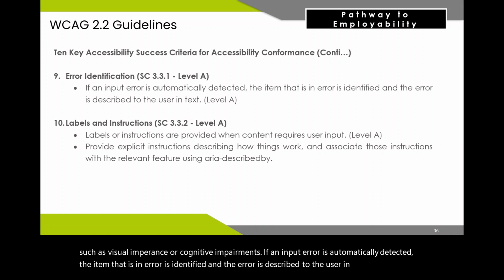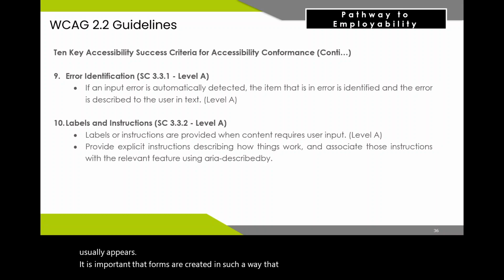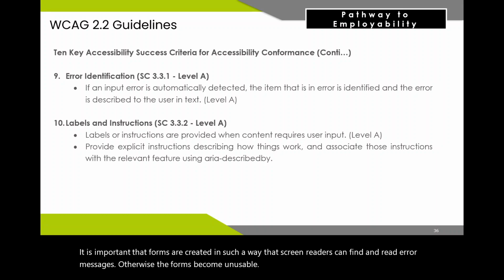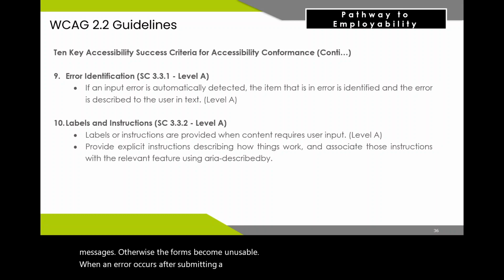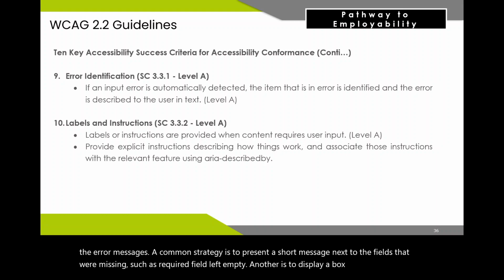Level A criteria. If a user makes an error when filling out a form, a message identifying the error usually appears. It is important that forms are created in such a way that screen readers can find and read error messages, otherwise the forms become unusable. When an error occurs after submitting a form, there are a variety of different ways to present the error messages. A common strategy is to present a short message next to the fields that were missing, such as required field left empty. Another is to display a box near the top of the page that lists the errors that have occurred.